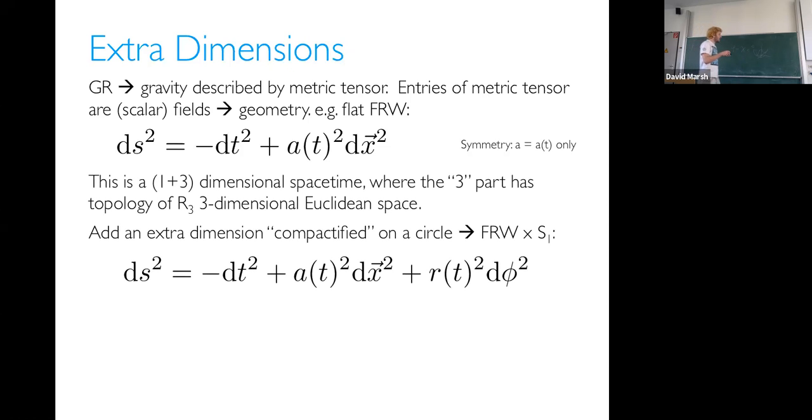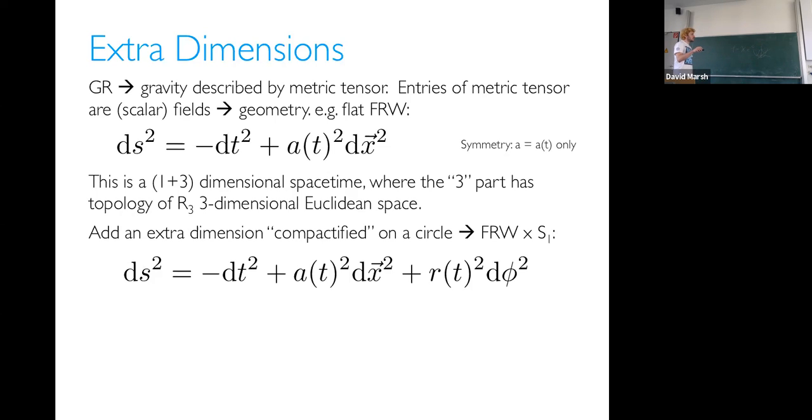If we add an extra dimension to this, we can just write that down. If it's in this kind of product form, let's take Friedmann-Robertson-Walker and a circle. So we've got one extra dimension, and the one extra dimension takes the form of a circle. Now my metric has my field a, the scale factor that controls the size of the flat Euclidean space, and then it has this circle, and the circle has an angular coordinate phi on it, and some radius that depends on time.